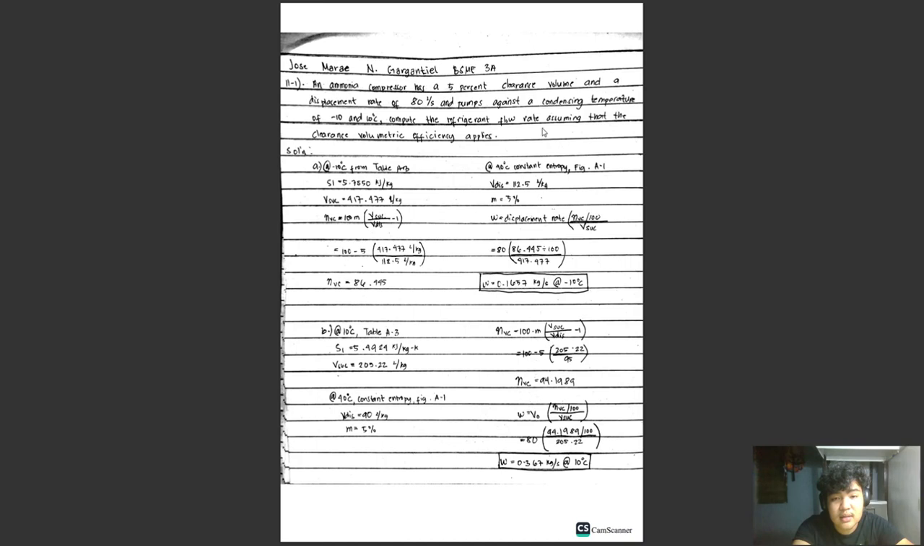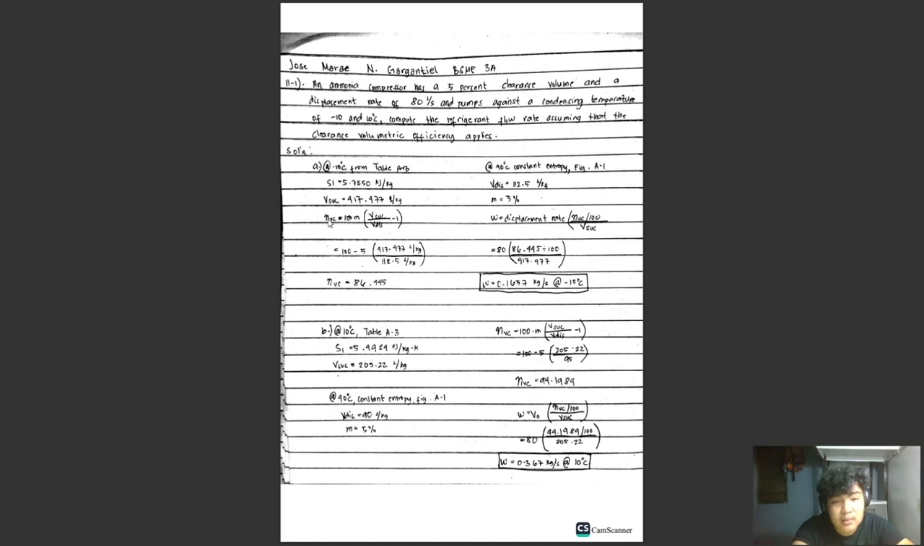we want to find the flow rate. So to start off, we need to compute for the volumetric efficiency. First, at -10 degrees Celsius, from table A-3, the value of S1 is 5.7550 kJ per kilogram. Next, VSOC equals 417.477 liters per kilogram. At 40 degrees Celsius, constant entropy, figure A-1, we have VDIS equals 112.5 liters per kilogram and m equals 5%.